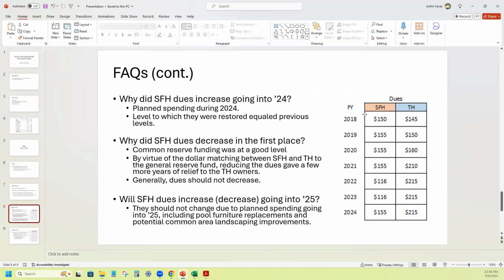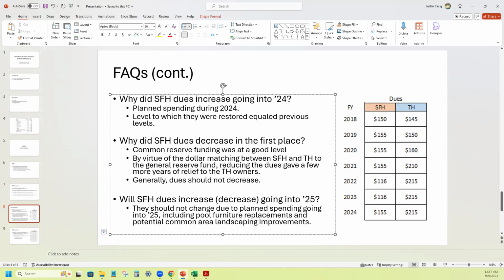Okay, great, facts. You'll recognize this townhome dues and single family home dues history. I got these off the budget letters, which are sent out to homeowners and posted to the website. So, why did single family home dues increase going into 24? It was due to planned spending during 2024. And then the question became, what level should they increase to? We restored them to the levels that they previously were at prior to a decrease in 2022.